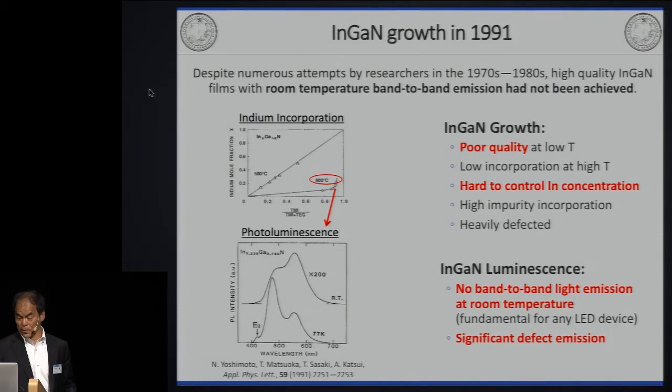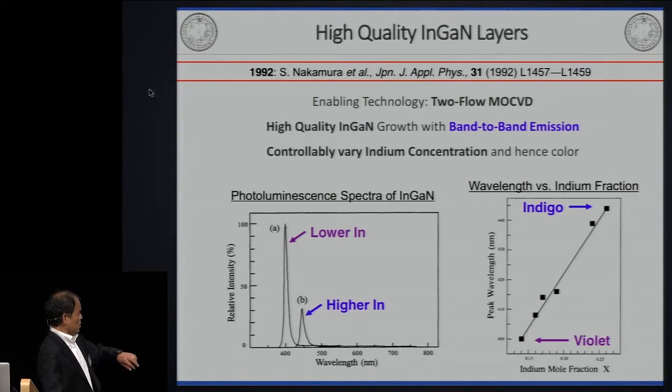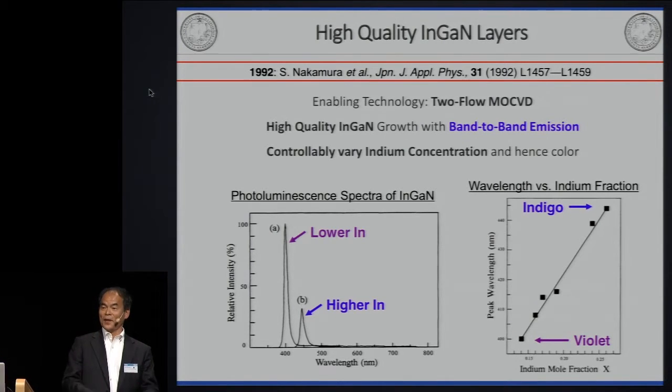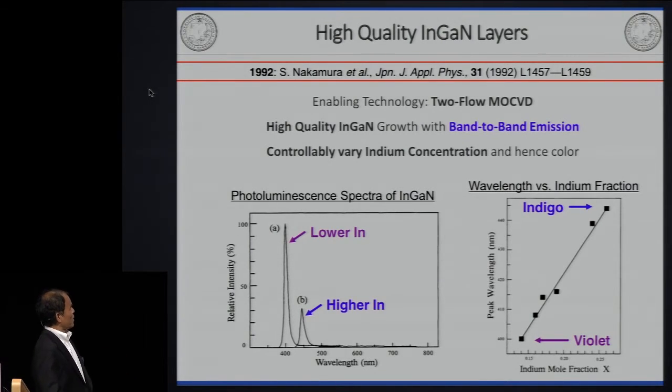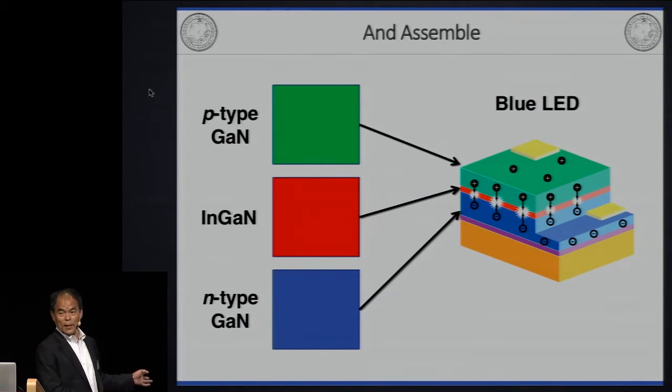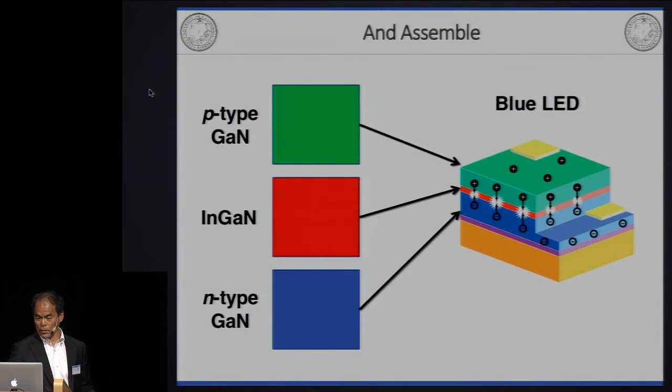We need band-to-band emission. But in 92, we got the first very bright blue and green LEDs from an indium gallium nitride layer using two-flow MOCVD. So I told you, two-flow MOCVD is the key, because we got this for the first time. So we got the emitting layer in 92, and we got P-type gallium nitride using thermal annealing, and also indium gallium nitride using two-flow MOCVD. So we can assemble these three layers, no?